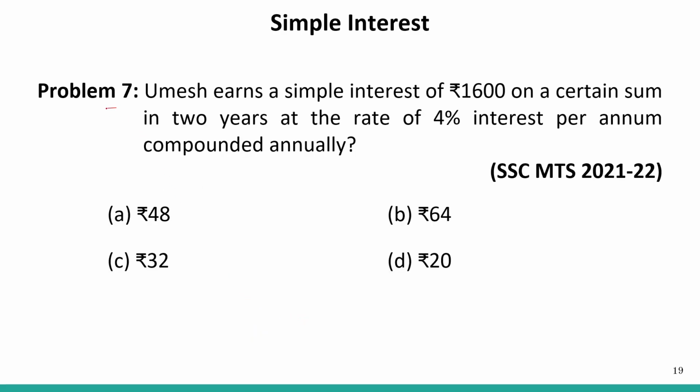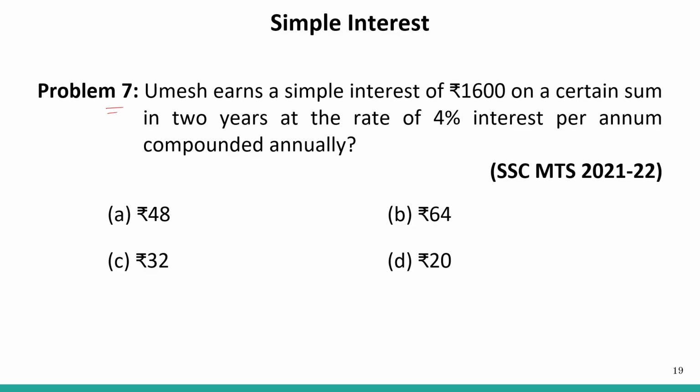So let's see problem number 7. Umesh earns a simple interest of 1,600 on a certain sum in 2 years, at the interest rate of 4% per annum.